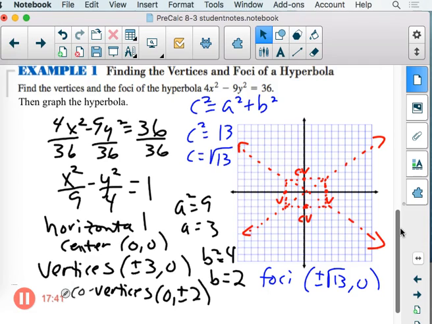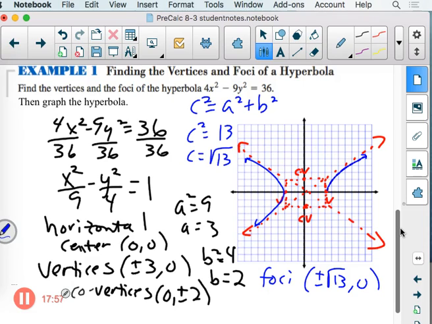Now we're not quite done. Which way did we say these open? So they've got to go out to the right and left. And they've got to go through our vertices and approach our asymptotes, but not cross them. That's huge. Don't let them cross. Make sure you put your arrows on there to show, hey, this is going forever. Like so.